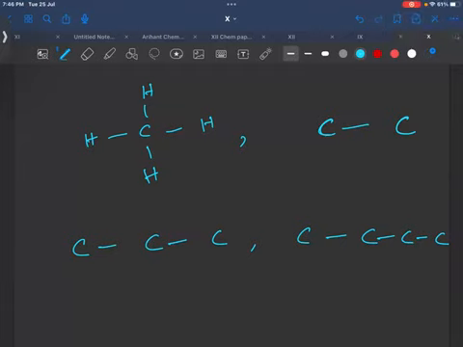Methane has 1 carbon atom. Ethane has 2 carbon atoms. Propane has 3 carbon atoms. They increase one by one.